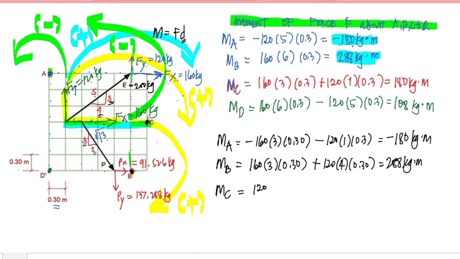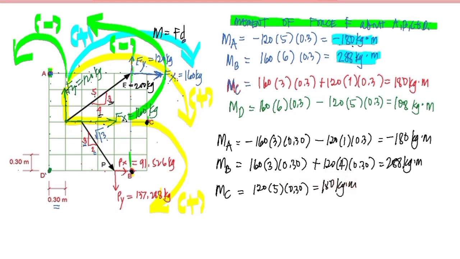So that's 5 blocks. So we have 5 times 0.3. And computing for this, that's 180 kilogram meter. So we have here 180 kilogram meter. This is just the same as our previous answer here. Okay, so at point B, the two of them create a rotation, the Fx and the Fy.